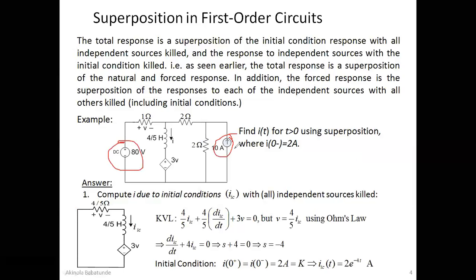Okay, if perhaps you have a circuit where we have three independent sources, it simply means that we are going to have three forced responses. If you have four, so the number of independent sources we have will determine the number of forced responses we would find before we eventually add all of the forced responses together to make one, and then add the natural response to find the total response in the circuit. All right.